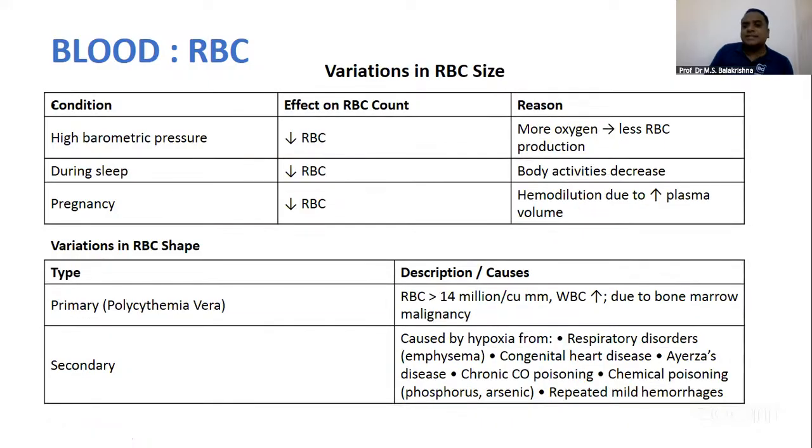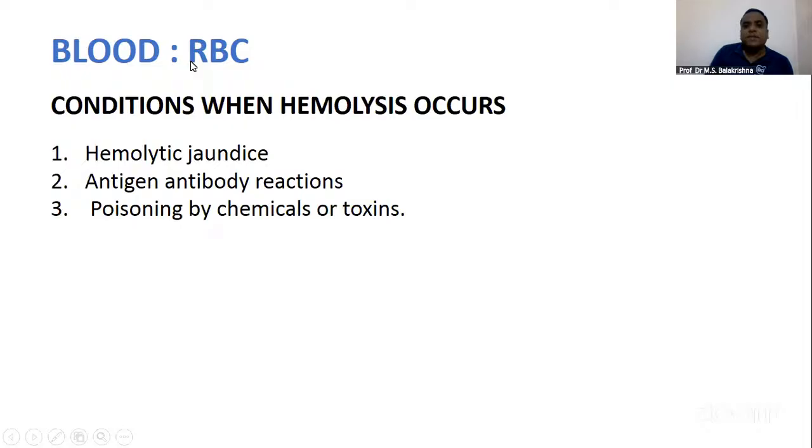Again, the size, this we have already discussed. The condition when hemolysis occurs, when your RBC breaks down in your body, has three causes: hemolytic jaundice, an antigen-antibody reaction where a massive reaction is taking place, or poisoning by chemicals or toxins. So these are three conditions where the RBCs in your blood break down, and hemolysis occurs.